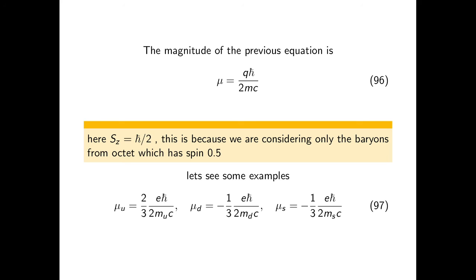Just add up the up quarks' magnetic moment and down quarks' magnetic moment and strange quarks' magnetic moment. Proton has two up quarks and one down quark, so add in up quarks' magnetic moment and down quark's magnetic moment, and you will get the magnetic moment of the total proton. Next slide.